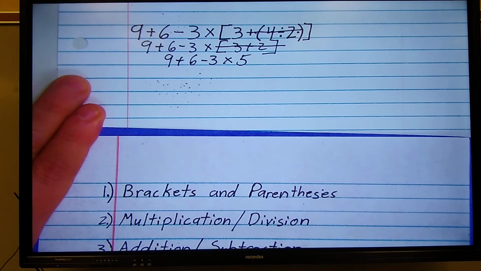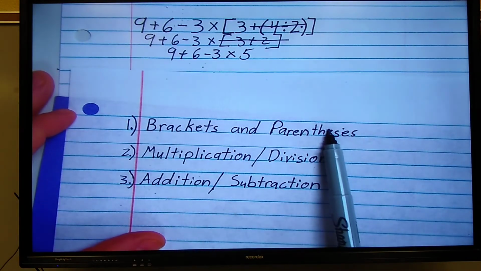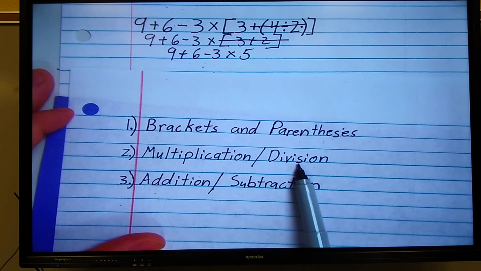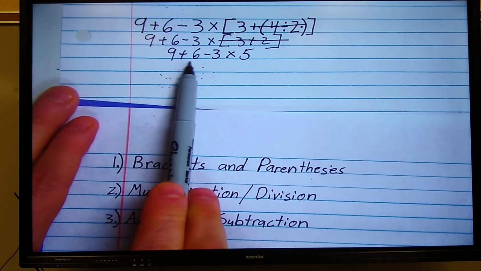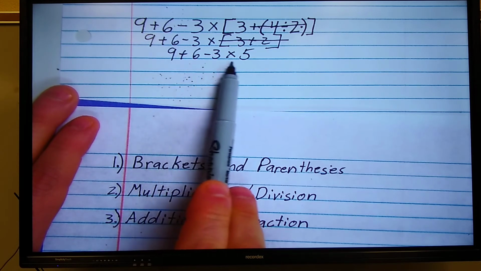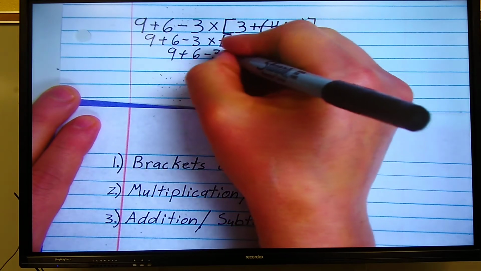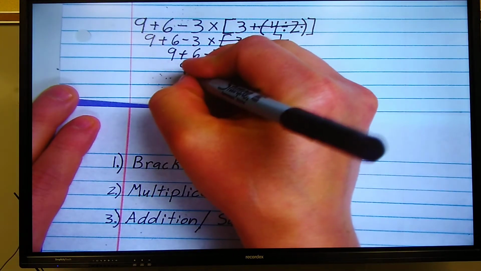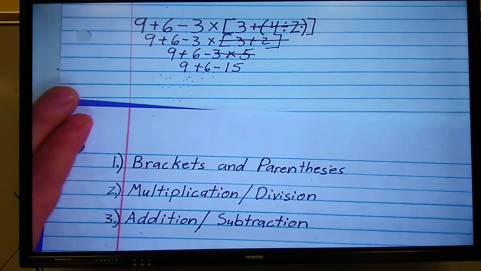There we go. Now let's follow the order of operations. I no longer have any brackets or parentheses. Multiplication and division from left to right. So I start here and solve any multiplication or division I find. Here it is right here. Multiplication, 3 times 5. And that is 15. So 9 plus 6 minus 15.